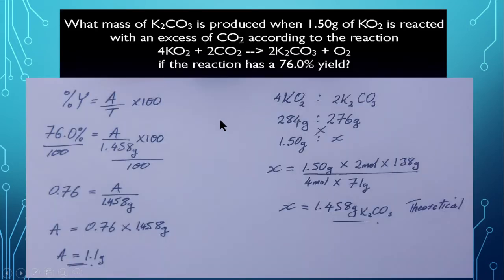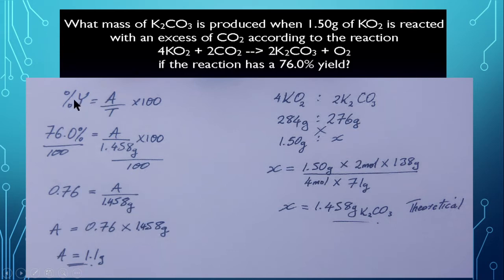Three questions. My first question is there. What mass of potassium carbonate is produced when 1.5 grams of potassium dioxide is reacted with an excess of carbon dioxide according to the reaction, if the reaction has a 76% yield? You're given a balanced chemical equation here. Your chemical equation always has to be balanced because it will give you what we call fixed mole ratios that you use as you relate in your calculations.